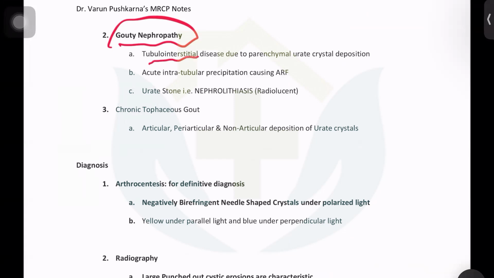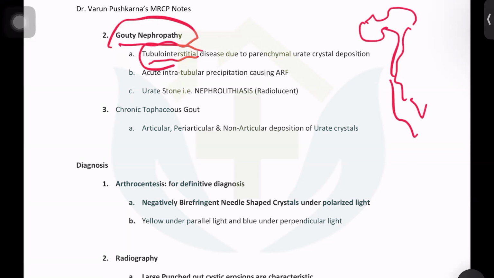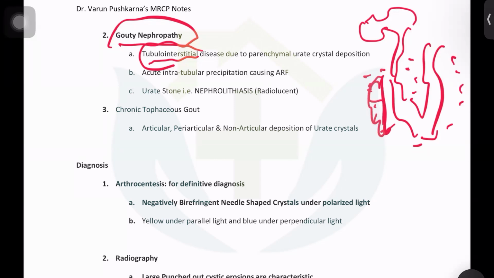It leads to deposition of the crystals in the Bowman's capsule, the tubules, and the interstitium. So everywhere uric acid is deposited, leading to stone formation eventually, that is nephrolithiasis. Then chronic tophaceous gout. So tophi are formed, articular, periarticular.